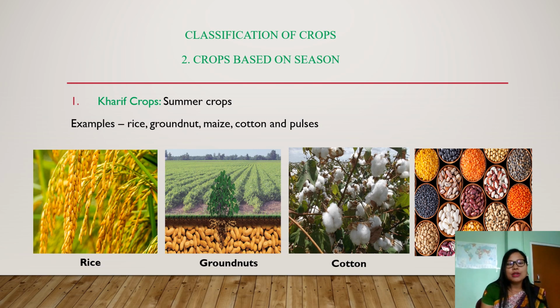We'll look at kharif crops first. Kharif crops are also called summer crops. Basically these kharif crops are grown in the summer between the months of June and July. And when are they harvested? They are harvested by the month of March or April. Some examples of kharif crops you can see on the screen. The first one is rice, which is very common for us. The next are groundnuts, cotton, and pulses.